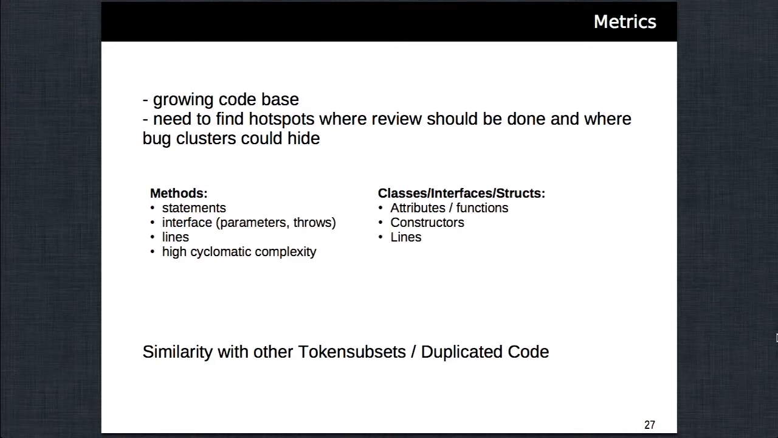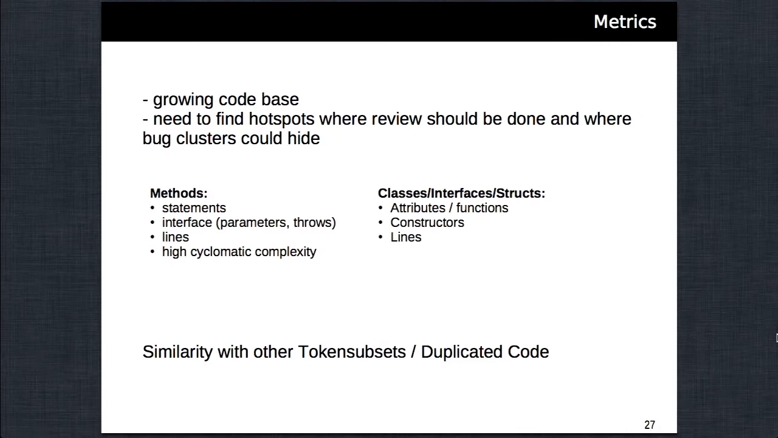So it means we want to find methods which have just too many statements, which have a too broad interface, too many parameters, or throw too many different kinds of exceptions, too many lines for the method, a high cyclomatic complexity. And for classes, interfaces, and structs, when a class has too many attributes, too many functions, it's a bad sign. When a class has too many constructors, it is a bad sign, and also when it has too many lines.